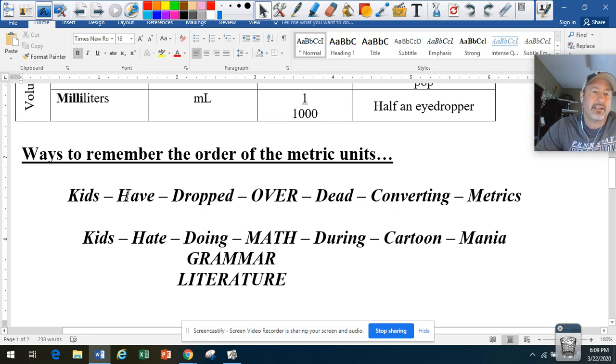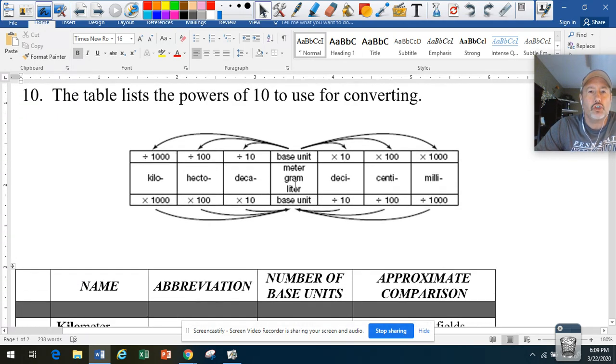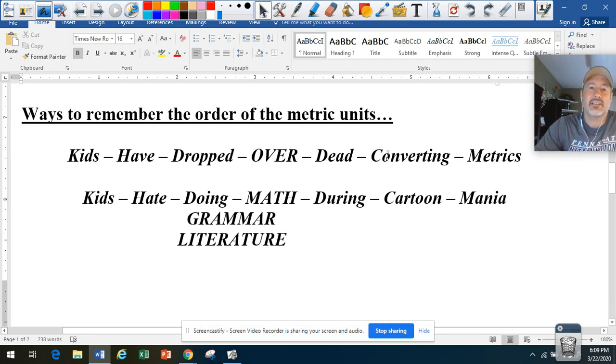H is for the hecta, D is for the deca. O really means your original measurement, okay? So either the meters, grams, or your liters, okay? The D is for the deci, C is centa, and M is the milla, okay?